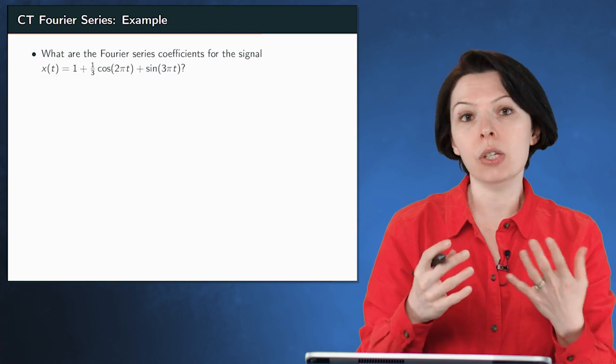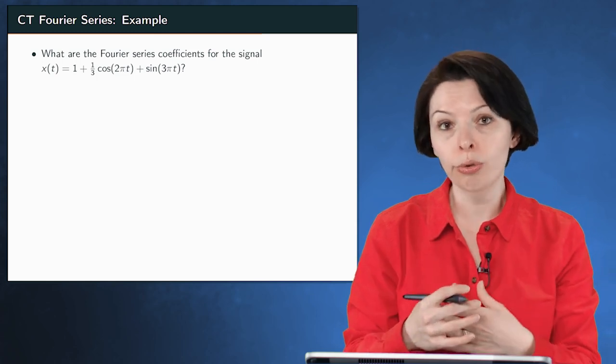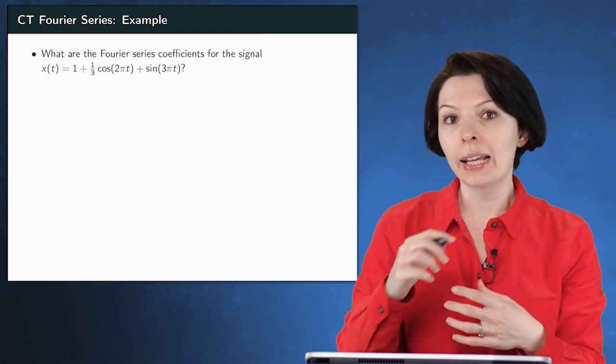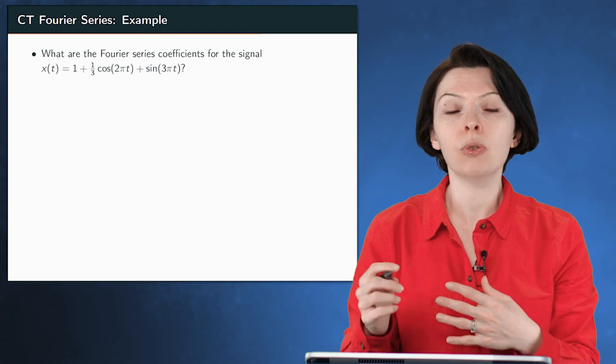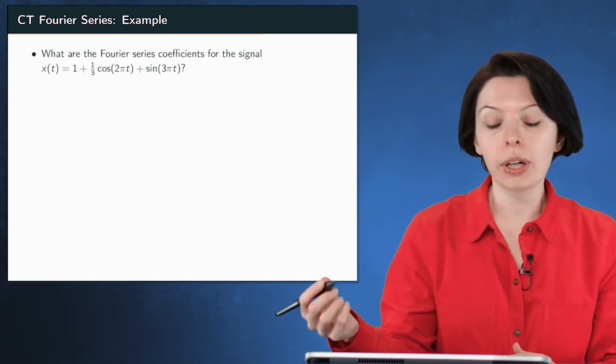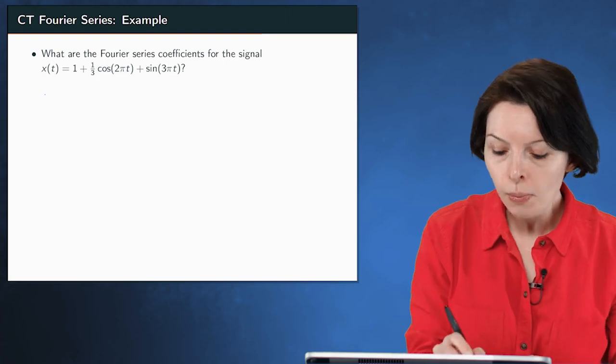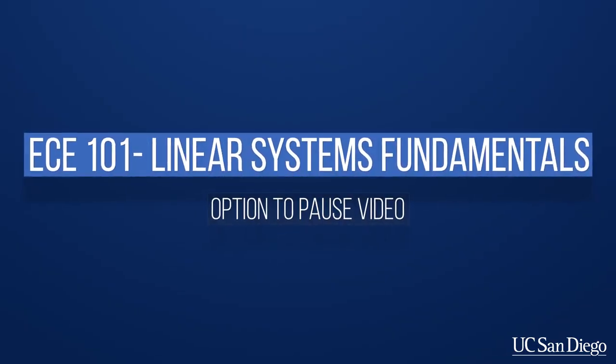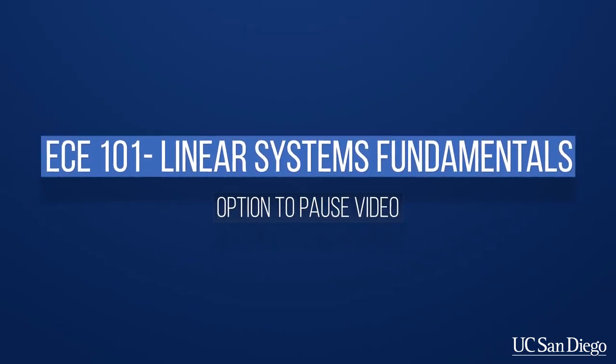I'm going to do it now, and you will see how you can compare and extract the values of a_k. If x of t is not in the sinusoidal format, then you need to write the analysis equation to find the a_k values. All right, so first I need to find the period of this signal. Pause the video and find the period of this signal.